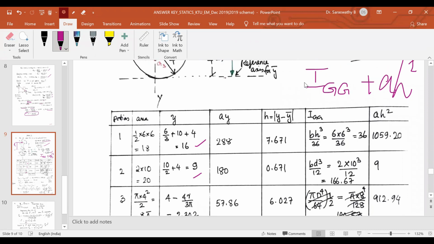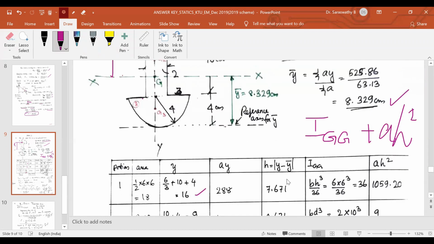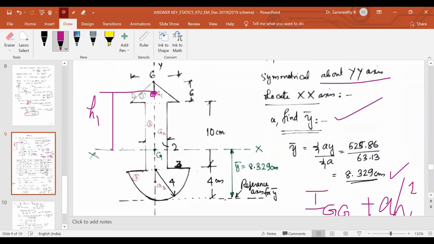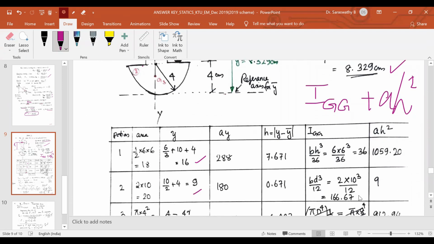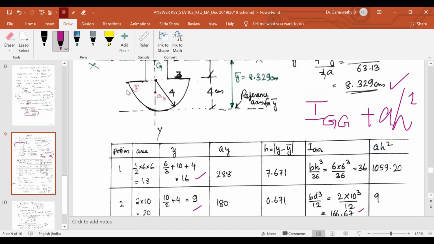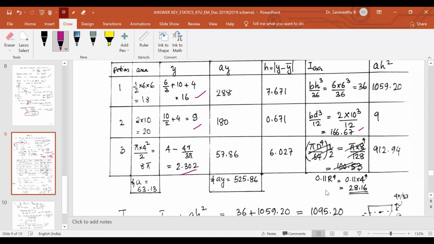Now, IgG, moment of inertia of each figure about its centroidal axis. For a triangle, the moment of inertia about its centroidal axis is BH cube by 36. For a rectangle, it is BD cube by 12. For a semicircle, the moment of inertia about its centroidal axis is 0.11 r raised to 4. So these are the IgG values.